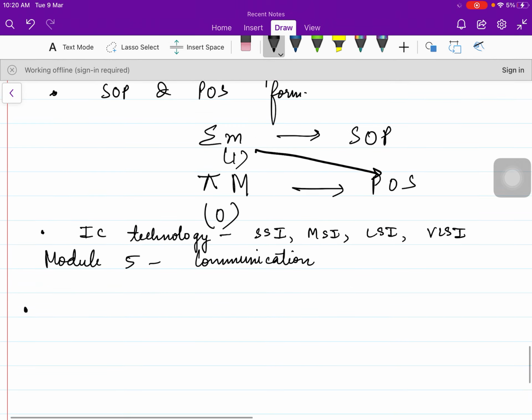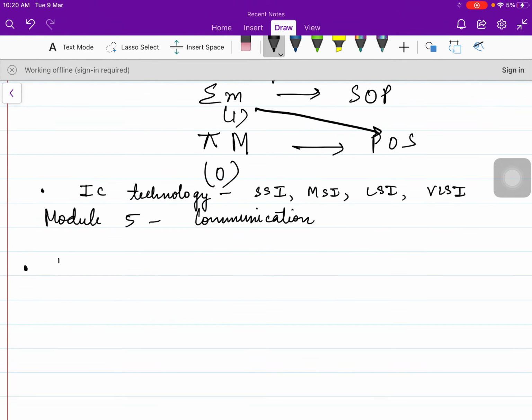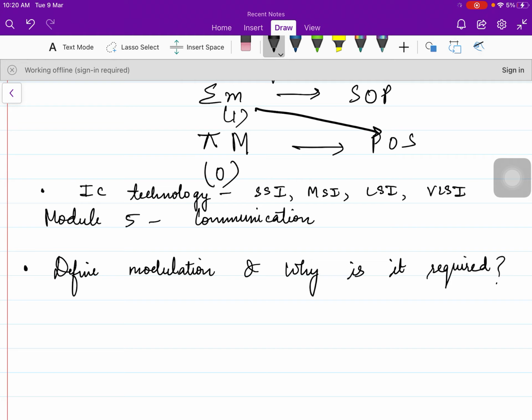Now in the 5th module, that is related to communication, first of all you must know, this question will definitely come: define modulation and why is it required. So here you need to know the needs of modulation very thoroughly. Very important question. Then you must know how to evaluate or derive the mathematical expression of the AM wave, very important.